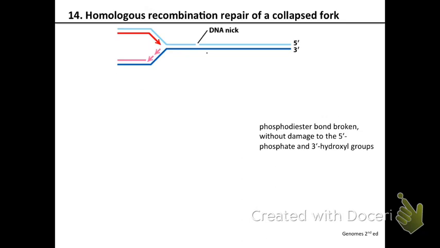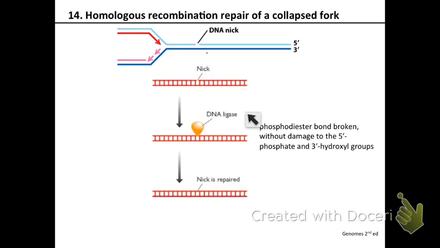All right, so when you have a nick inside the DNA, so that's just a little cut in the phosphodiester bond, if the phosphodiester bond is broken, but there's no damage to the 5' phosphate or 3' hydroxy groups, what will happen is the DNA ligase will recognize this nick, simply patch it up, and then the nick is repaired.